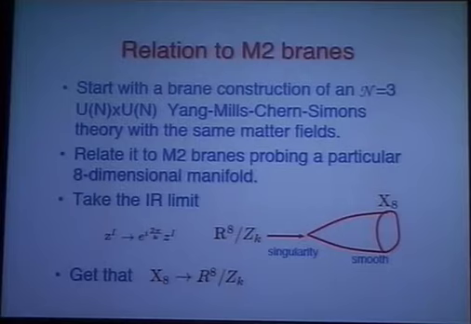So the difference with the previous theory is that now we'll add a kinetic term for the Yang-Mills fields, and therefore we have a whole Yang-Mills multiplet. And then we'll relate this by some U dualities to M2 branes probing a particular 8-dimensional manifold. And the 8-dimensional manifold will be a smooth manifold except for a point where there will be an R8 cross C^K singularity. K was the level of the Chern Simons term. And we'll see that when we go to the infrared, the M2 branes will be probing that R8 mod C^K singularity.